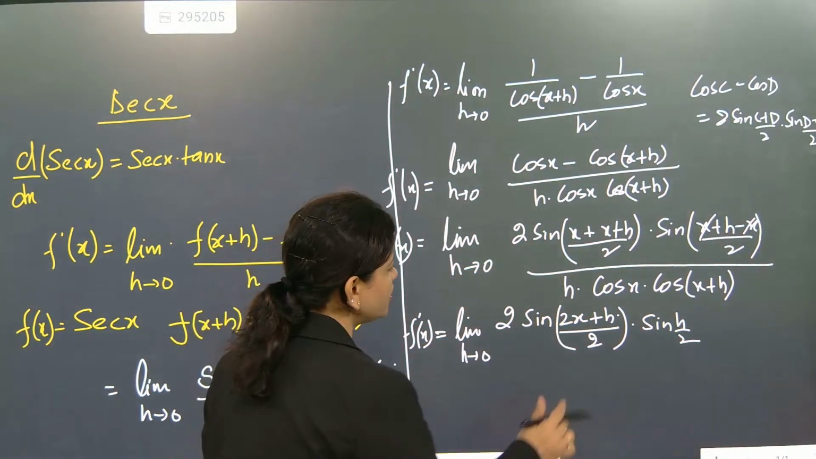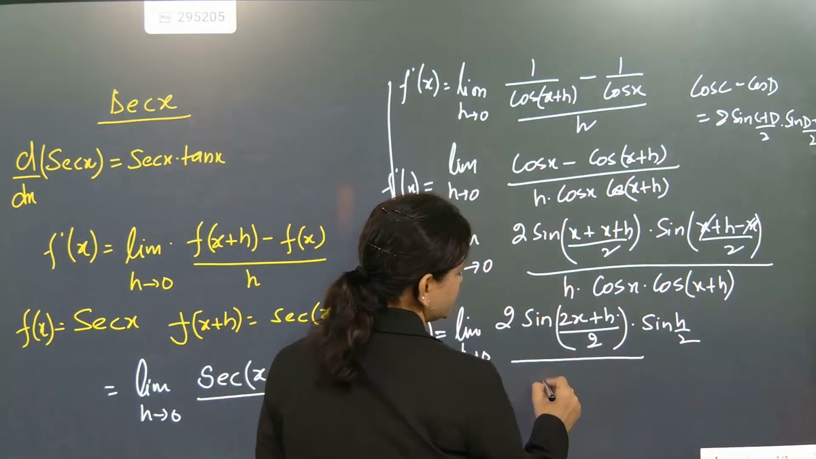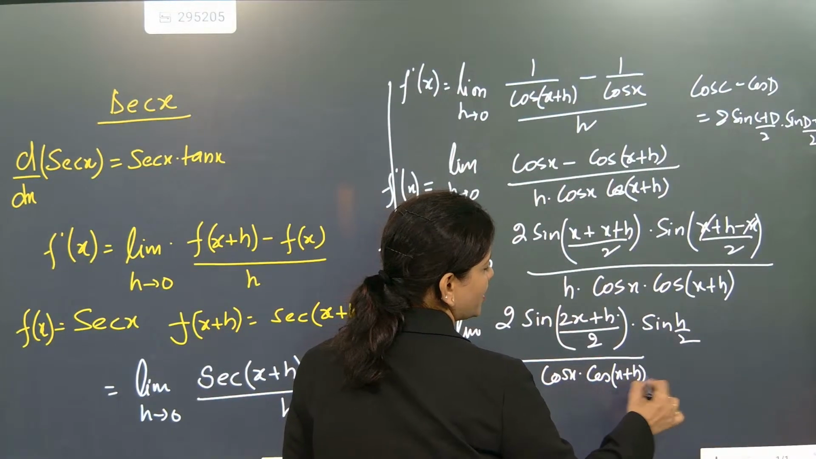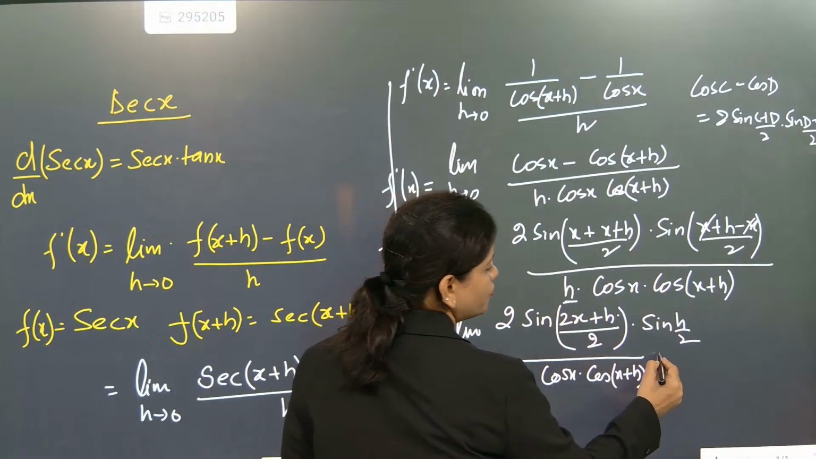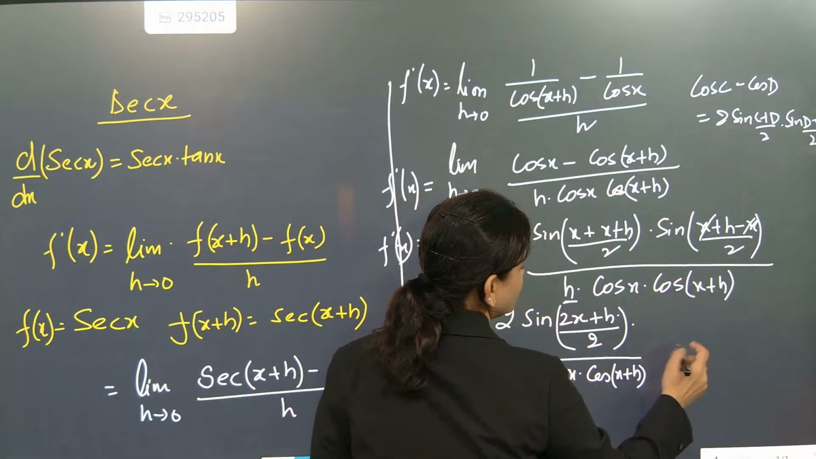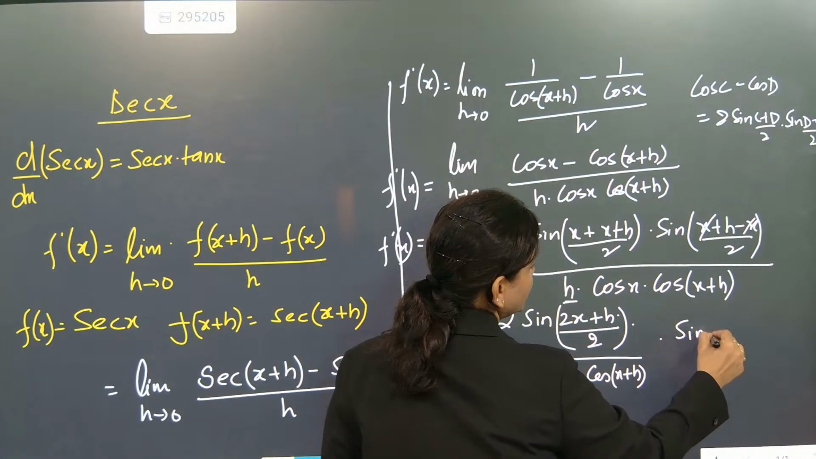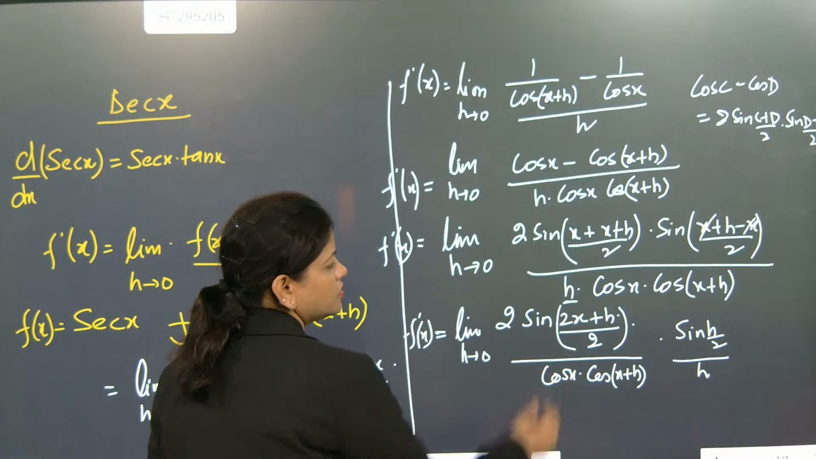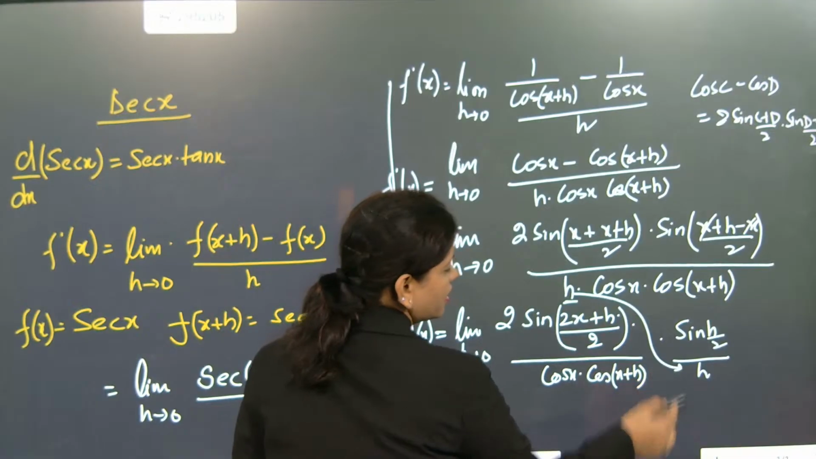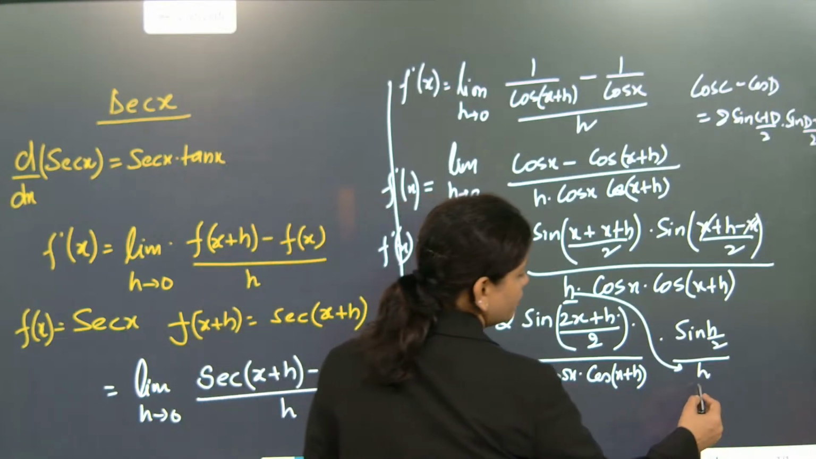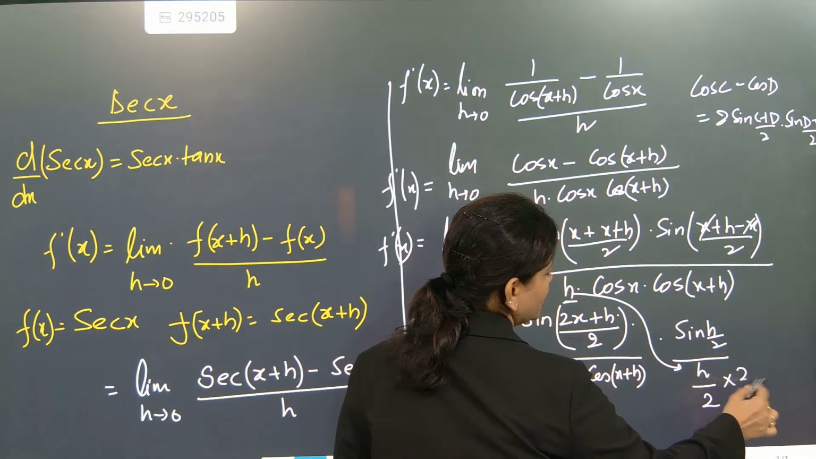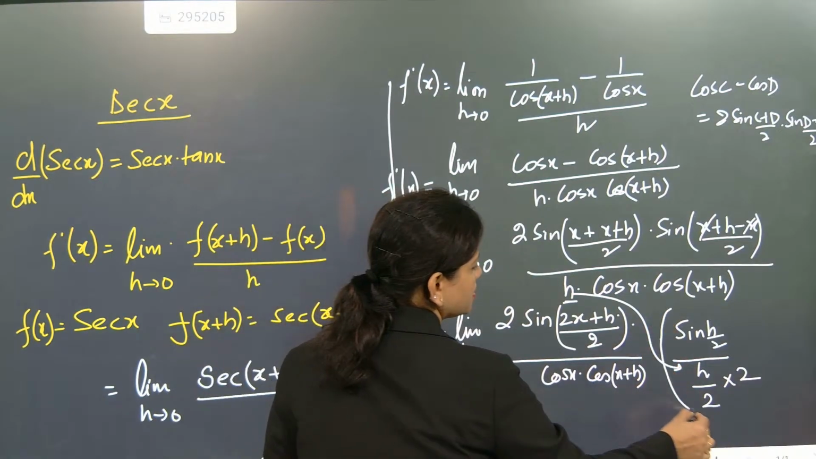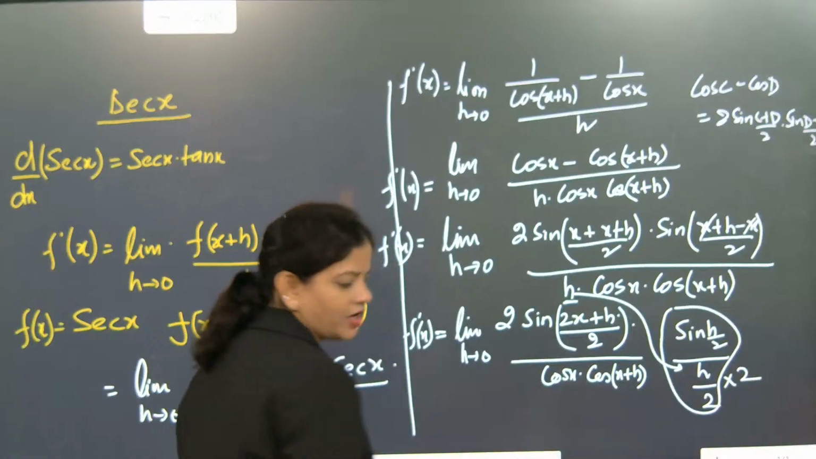Now only presentation is important. Cos x you keep as it is. Cos of x plus h you keep as it is. This h you put down separately and write in multiplication. So we can write sine of h by 2 here, and we will write h. But what work do we have to do? We will divide it by 2 and multiply by 2, so that this part will become 1.